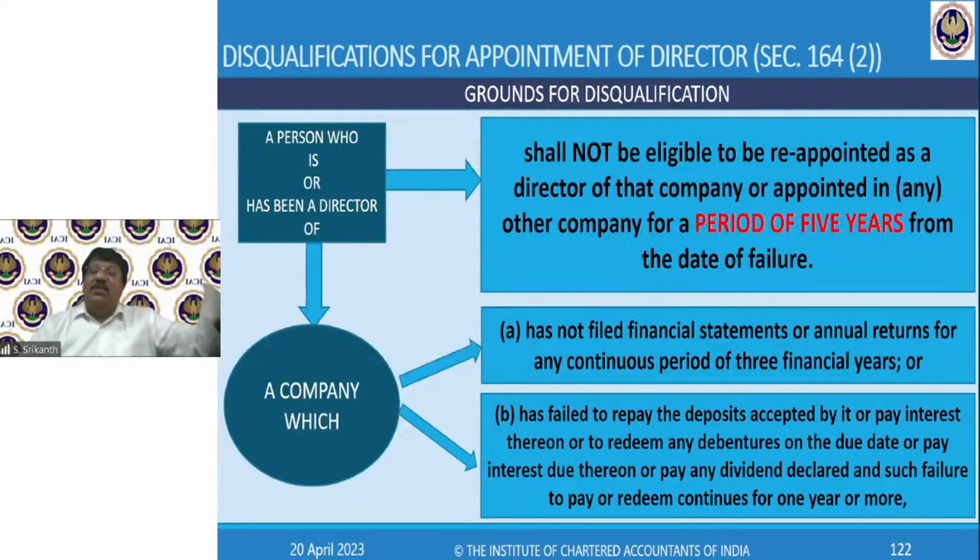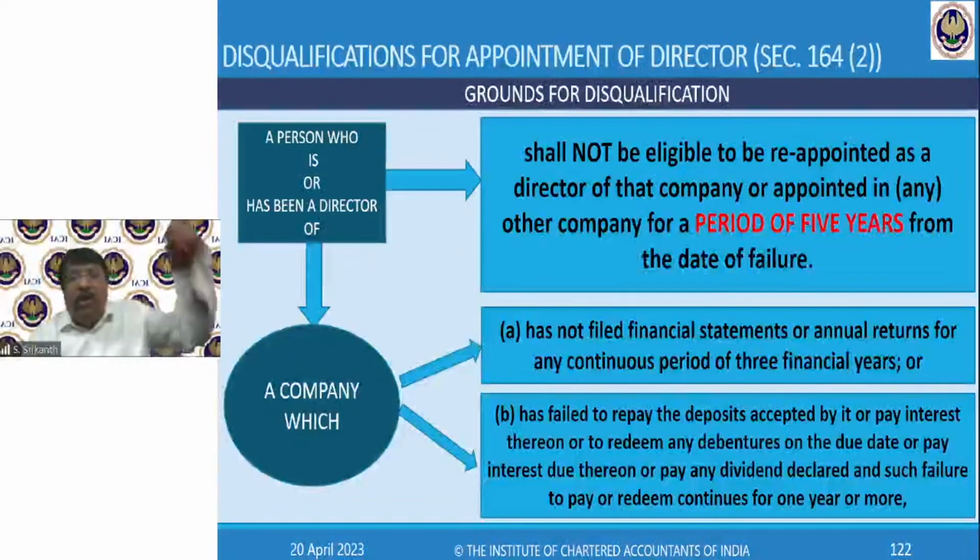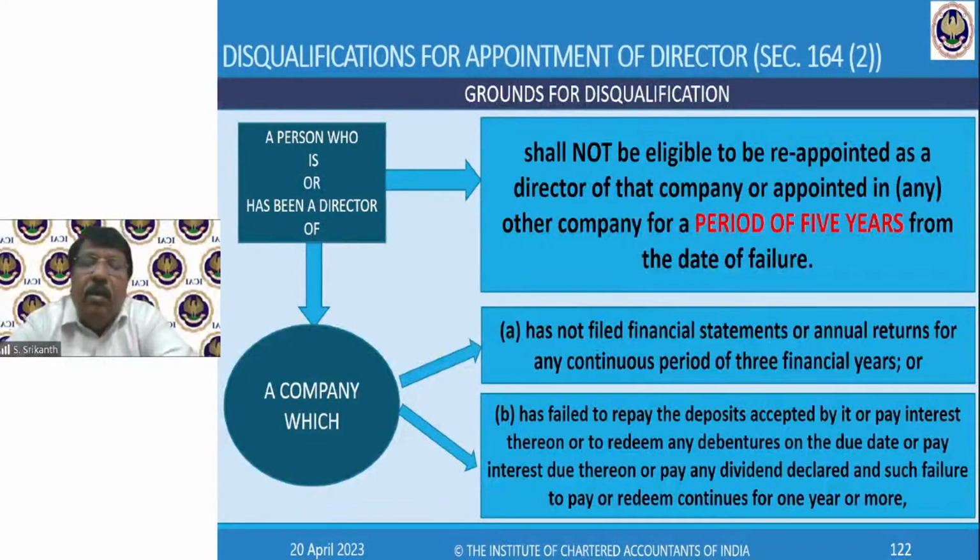Or that company, if it has failed to repay deposits or pay interest thereon, or redeem debentures on the due date, or pay interest due thereon, or pay any dividend, and that failure continues for 1 year or more. The due date is there, and from that day 1 year. If still after 1 year there is a default, then he is disqualified. This disqualification will be there for a period of 5 years from the date of failure.